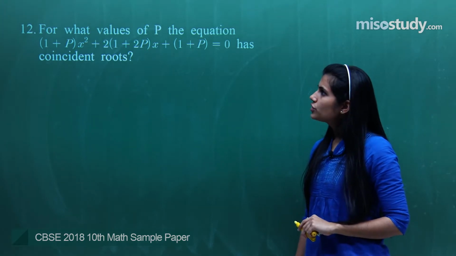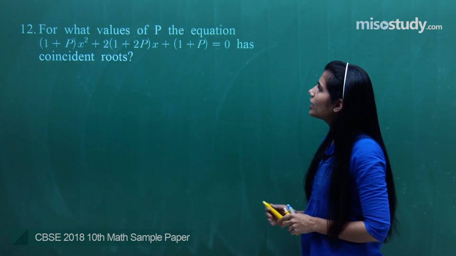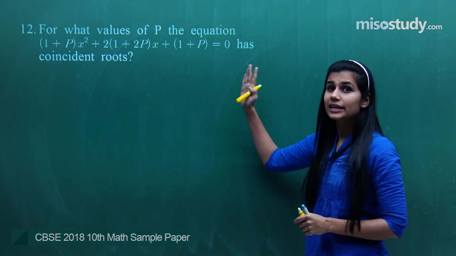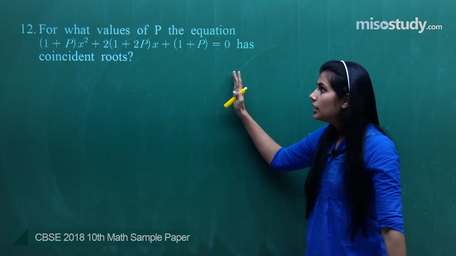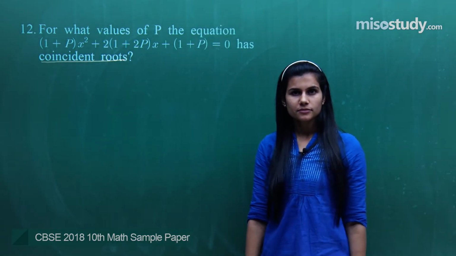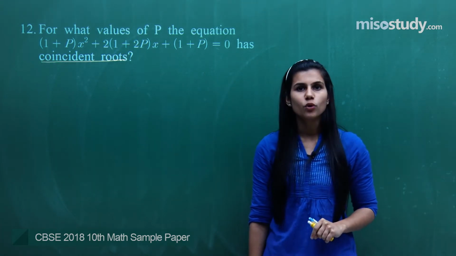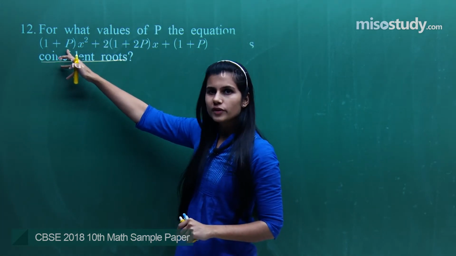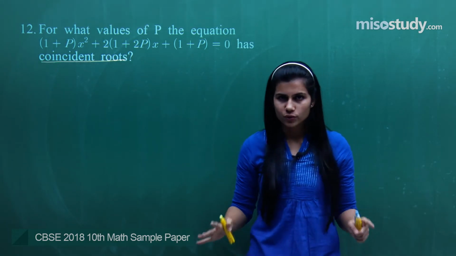Okay, the next question is asking for what values of p the equation this has coincident roots. I cannot believe this question again is stressing on the quadratic equations chapter. What is the meaning of coincident roots? Coincident roots is another name for equal roots. Okay? So it is saying what are the values of p which when you incorporate over here, this quadratic equation is going to deliver you with equal roots.